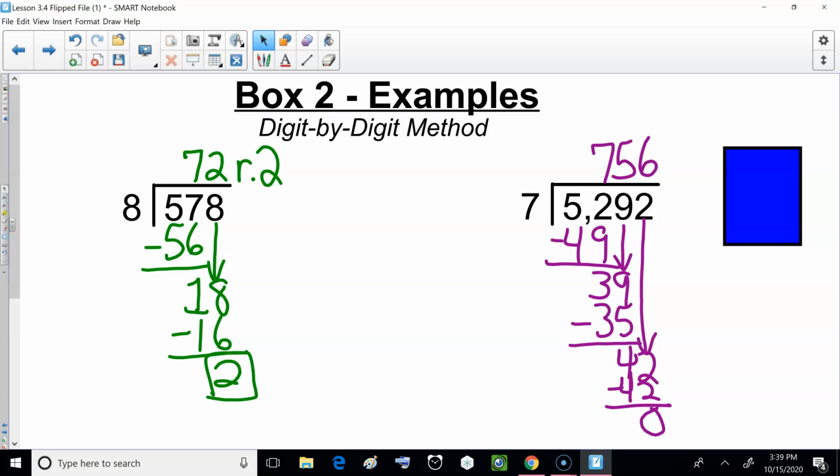So 5,292 can be divided by 7 756 times. Same as before, pause the video right now. Write down these examples to help you out, really focusing on those arrows and bringing down the place value. If you like the idea of a note card, make sure you use that to help you be successful.